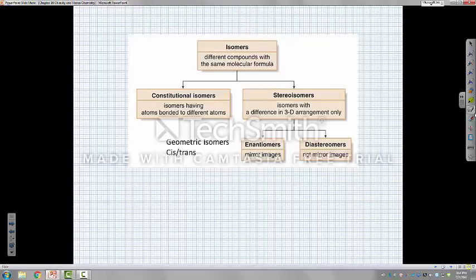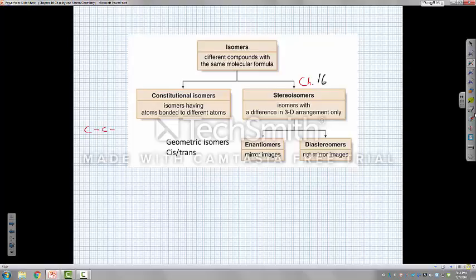If you recall, isomers are compounds that have the same chemical formula, which means they have the same number and types of atoms, but these atoms are arranged differently. And there's two main types. There's constitutional isomers and stereoisomers. This chapter 16 is talking about stereoisomers. Constitutional isomers we've already talked about, and I'll give you a quick example.